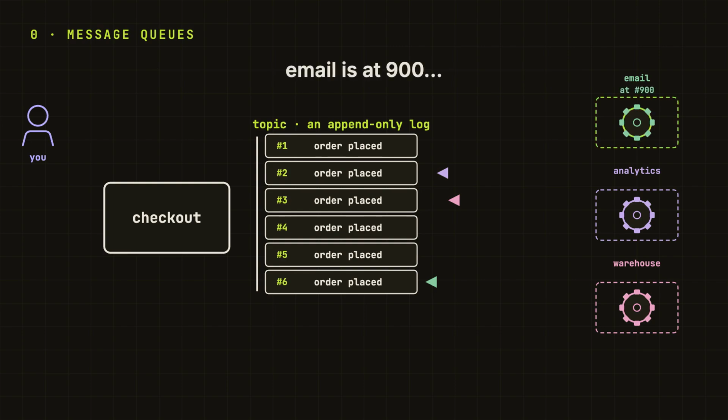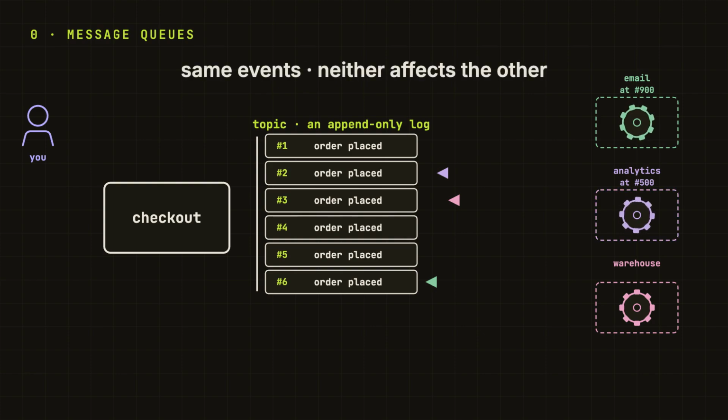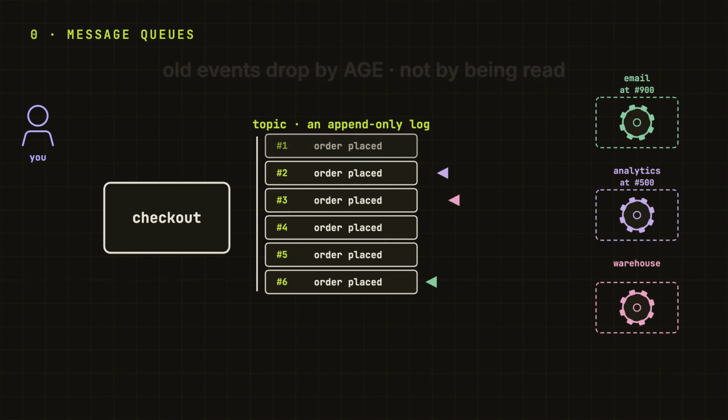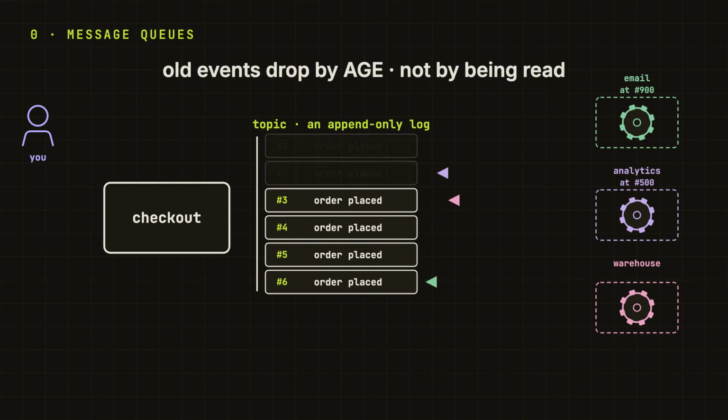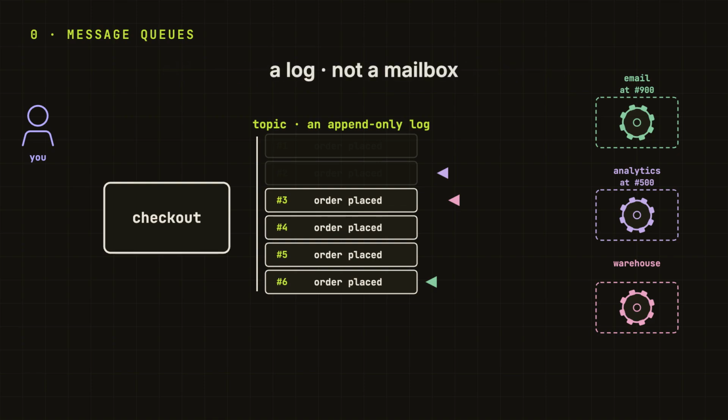So, the email service can be at position 900 while the analytics service is still at 500, reading the very same events without either affecting the other. Old events are dropped later by age, not by being read. That is why it is used for event streaming and data pipelines everywhere.